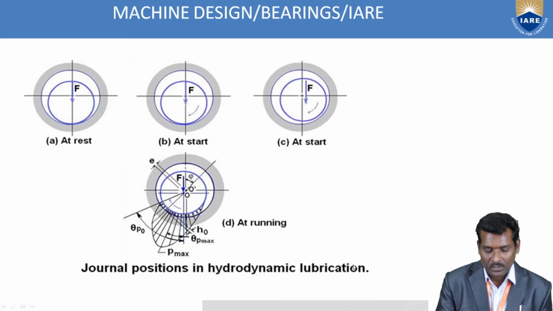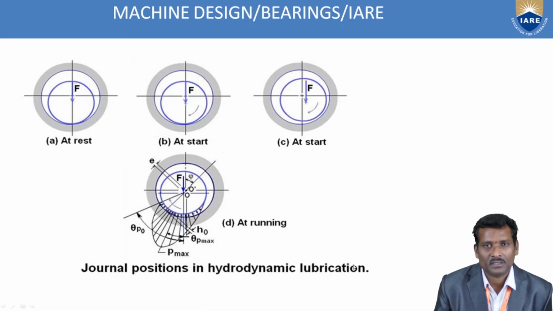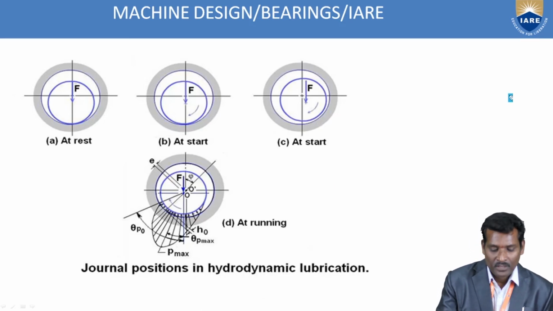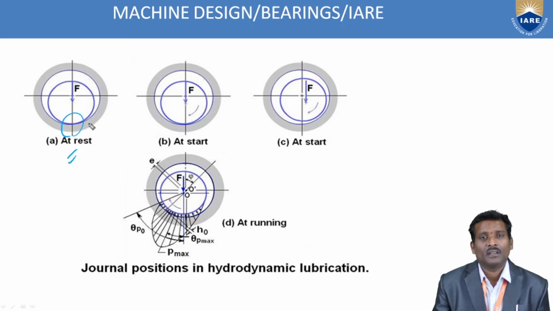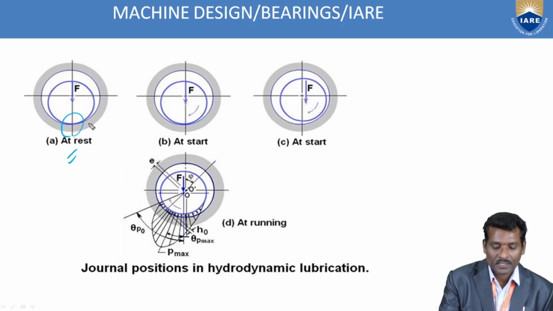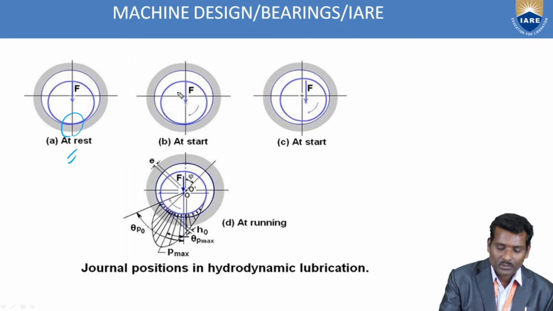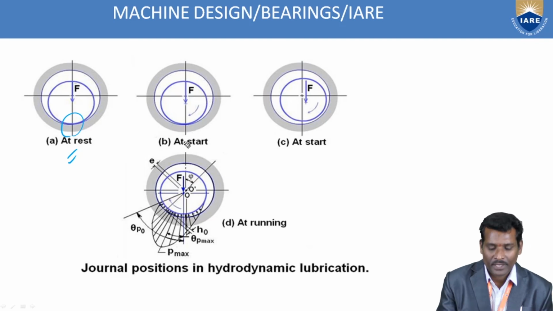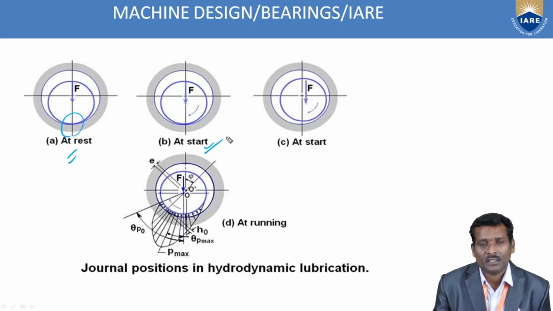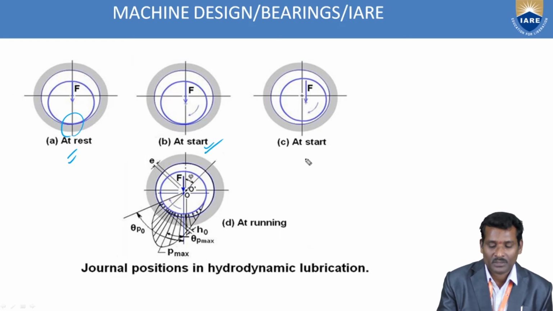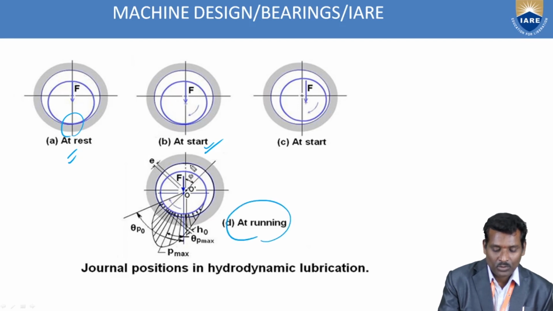I will show you all these stages in one diagram. At rest condition, we have already discussed there is metal to metal contact. At the start condition, whenever the journal starts slowly rotating towards the clockwise direction, slowly the oil is also drawn into this gap, and the metal to metal contact inside the bearing is somewhat reduced. And slowly we increase the speed, so it means we keep on increasing the speed. At this stage, at the running stage, there is no metal to metal contact.